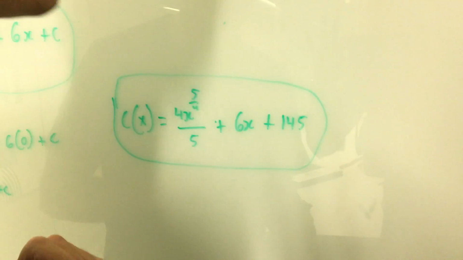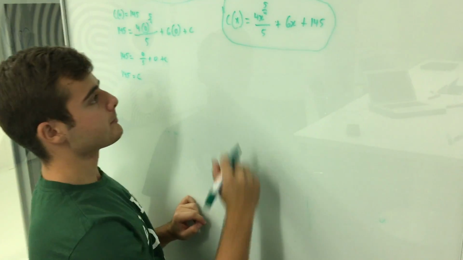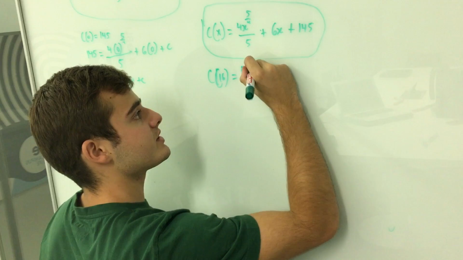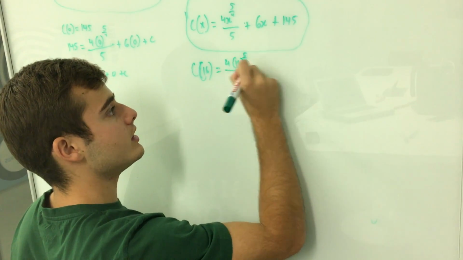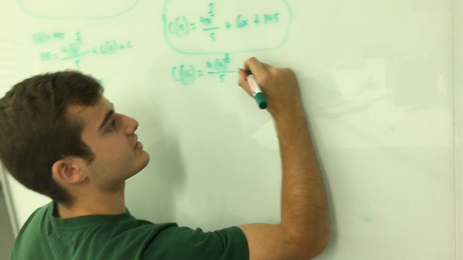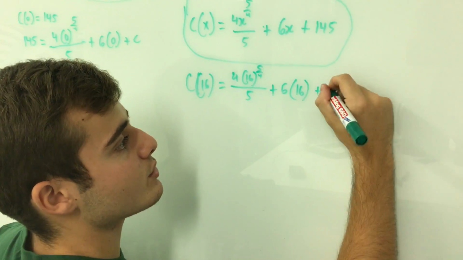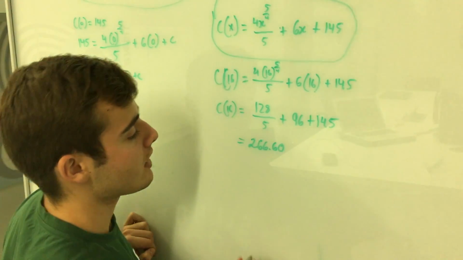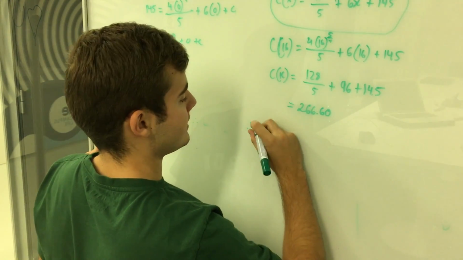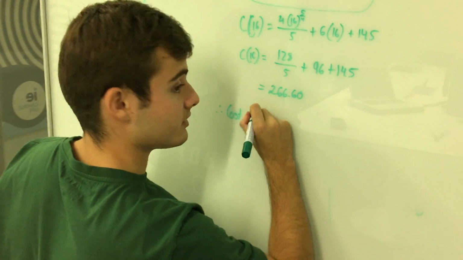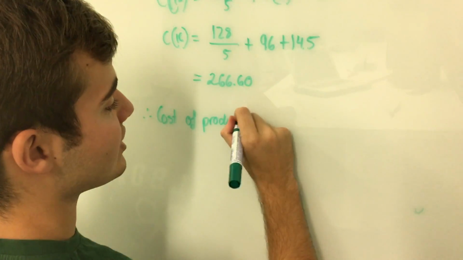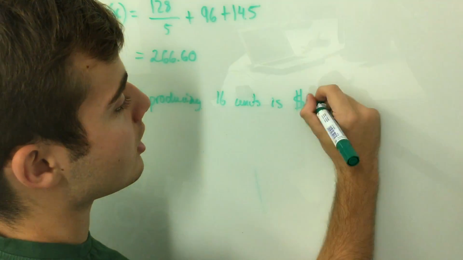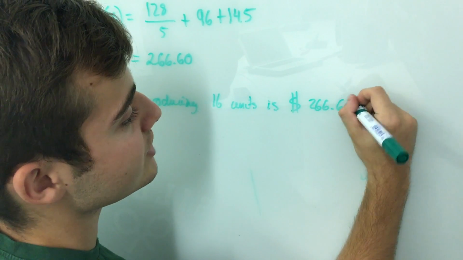So therefore, let's go ahead and find the cost of producing 16 units. So c of 16 would mean that 4 times 16 to the power of 5 over 4 times 1 over 5 plus 6 times 16 plus 145 equals 266.6. Therefore, the final answer is that the cost of producing 16 units is $266.6.